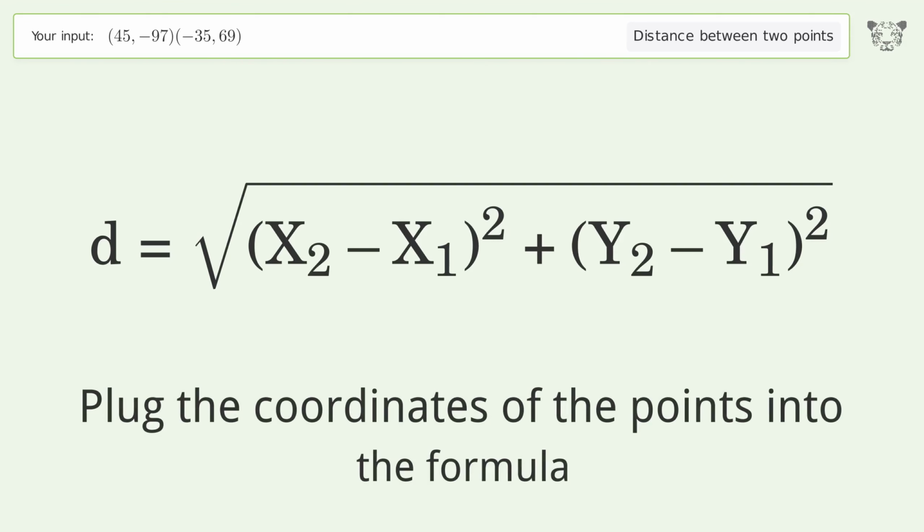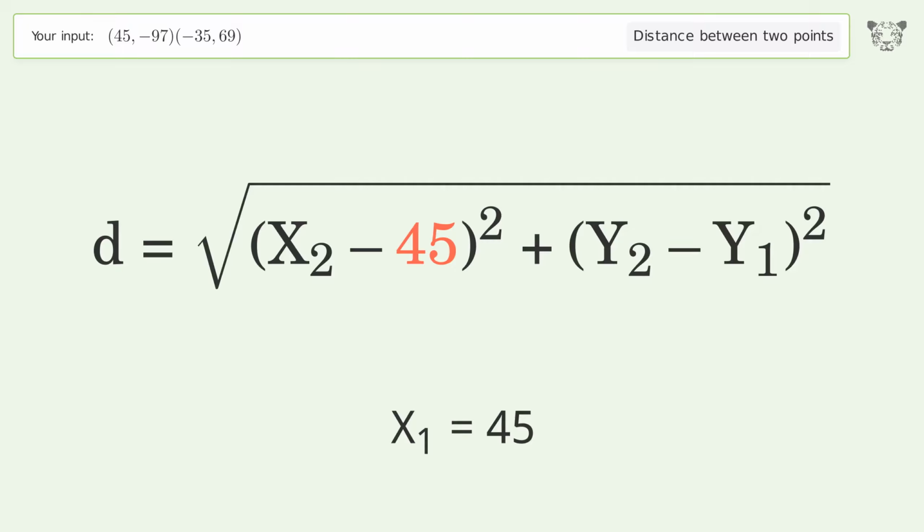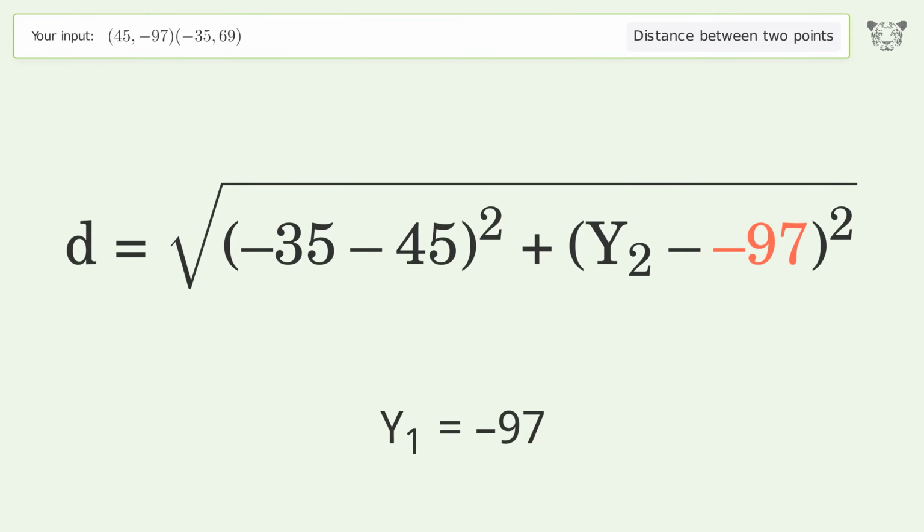Plug the coordinates of the points into the formula. x1 equals 45. x2 equals negative 35. y1 equals negative 97. y2 equals 69.